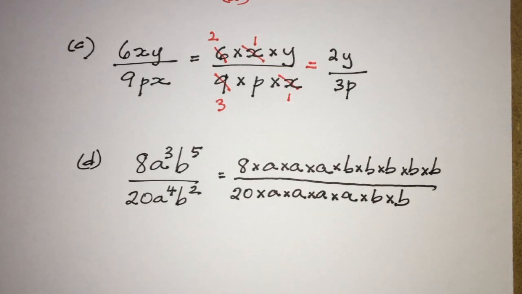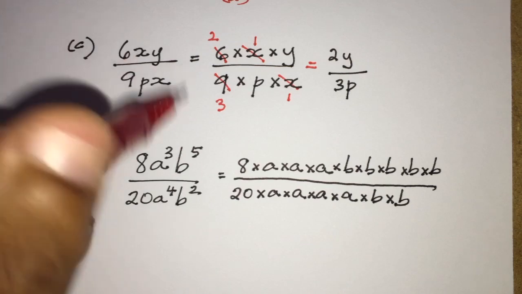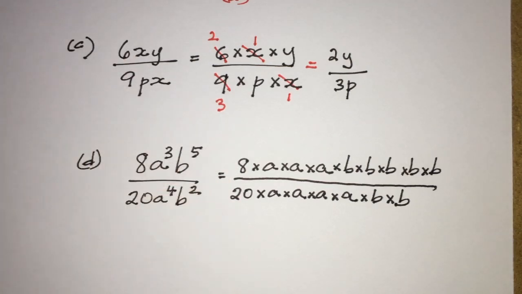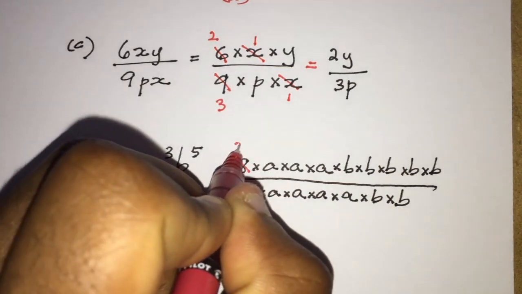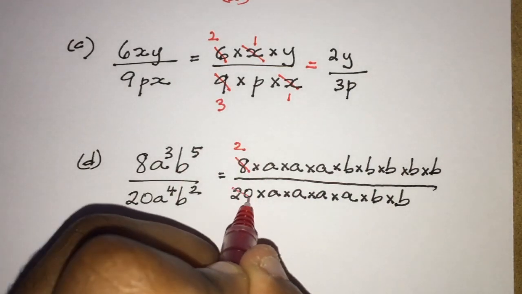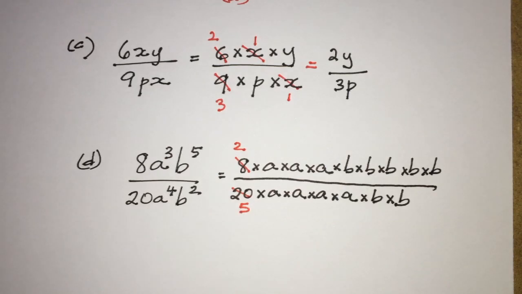Now we're going to have to check for the common factors. Let's start with the numbers. What number can go into 8 and 20 without leaving a remainder? And choose the biggest one. 4. 4 into 8 goes 2 times. 4 into 20 goes 5 times. Awesome. Let's check the variables now.